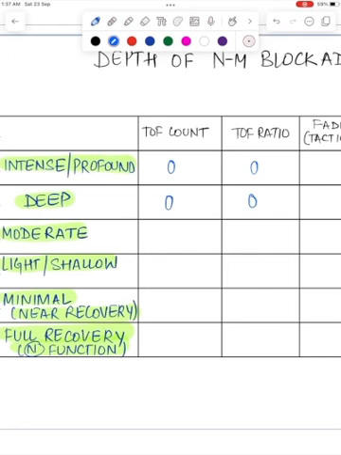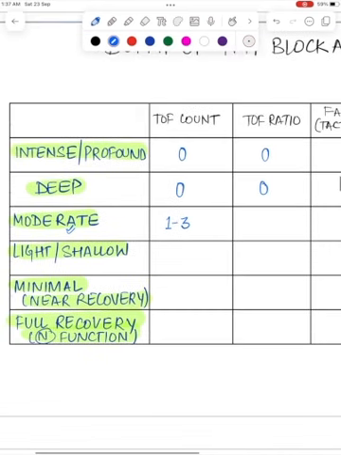Right? Under moderate block, which is the level of block which is suitable for most surgical procedures, the TOF count is between 1 to 3. Right? And the TOF ratio will again be 0, because there is no fourth twitch. If the fourth twitch is not there, you cannot calculate the TOF ratio, it will be 0.